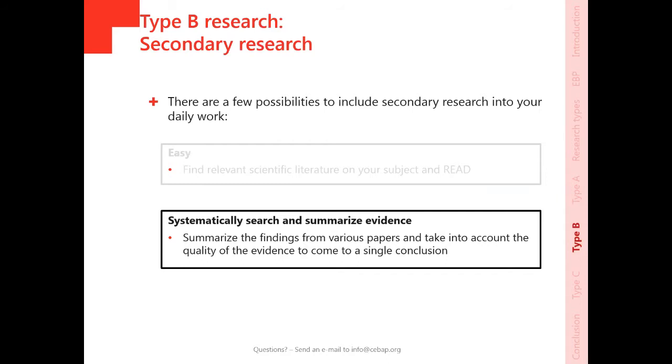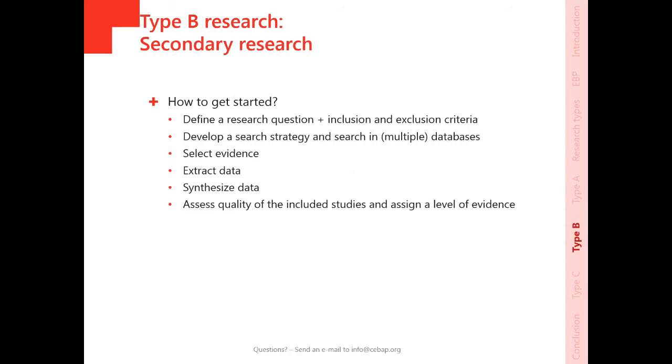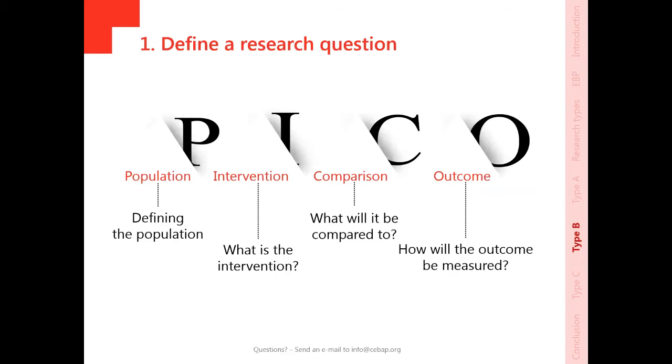Now let's move to the real deal. Systematically search and summarize evidence. How should you get started? First of all, you have to define a research question and the inclusion and exclusion criteria. Next, you develop a search strategy and search in multiple databases. Then you select evidence, extract data, synthesize this data, and assess the quality of the included studies and assign a level of evidence. Defining a research question is ideally done using the PICO format. PICO stands for population, intervention, comparison, and outcome.